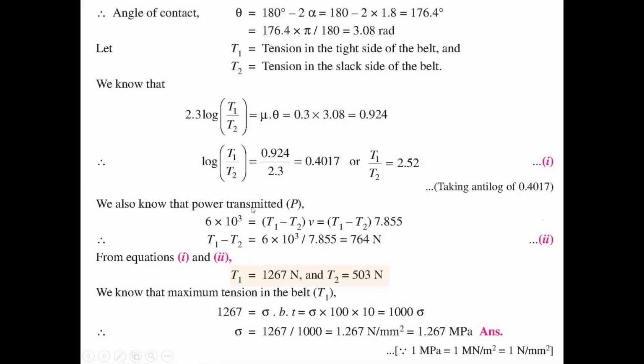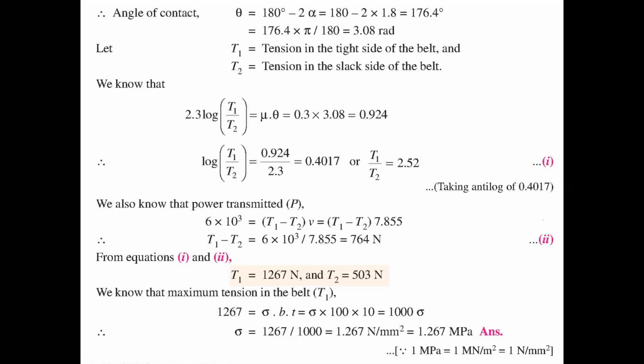Now we also know that power transmitted P equals T1 minus T2 into V. P is already there, so substituting the known values, P is 6 into 10 cube, and T1 minus T2 into V, where V is 7.855. So T1 minus T2 equals 764 newtons.